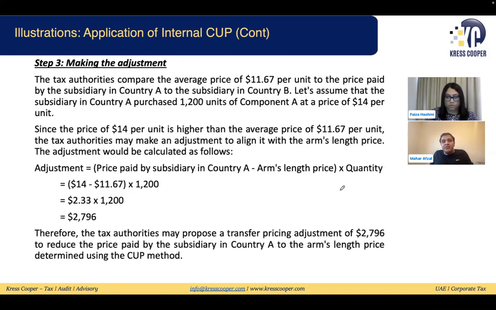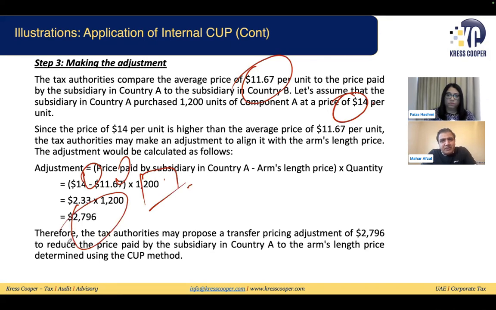A was buying at a different price. A was buying the goods at 14 per unit. The average price is 11.6. What is 14? 11.6. Total units A was buying, 1,200. Adjustment 2,796. Might be this is a factor of discount, but just for illustration purposes, I have assumed the rest of everything is the same.